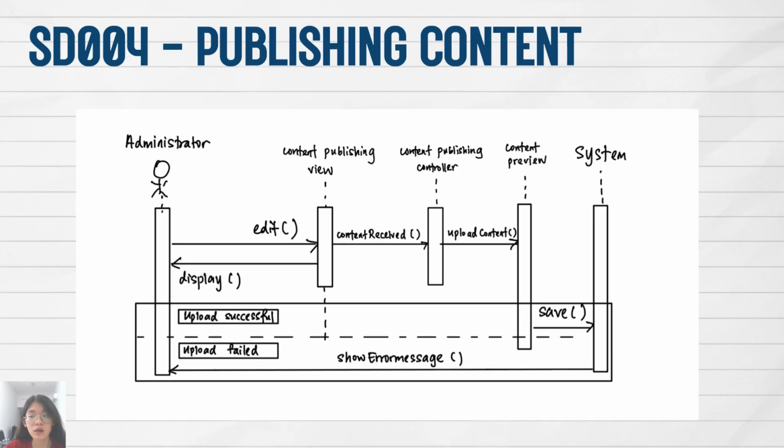The next sequence diagram is publishing content. First, the administrator will enter the content publishing view by pressing the edit button. After the administrator clicks the upload button, and once the controller receives the content, it will show the preview screen to the administrator and the content will be saved.